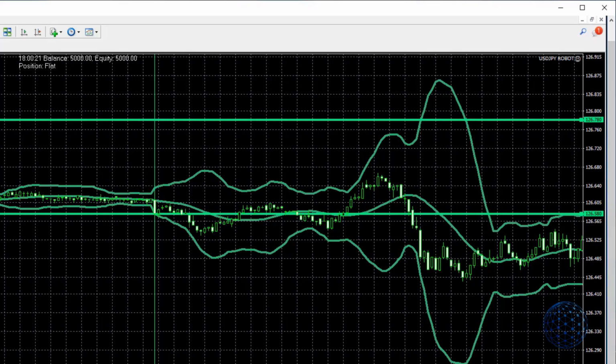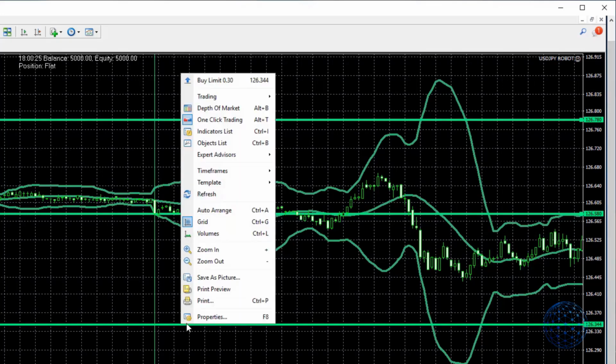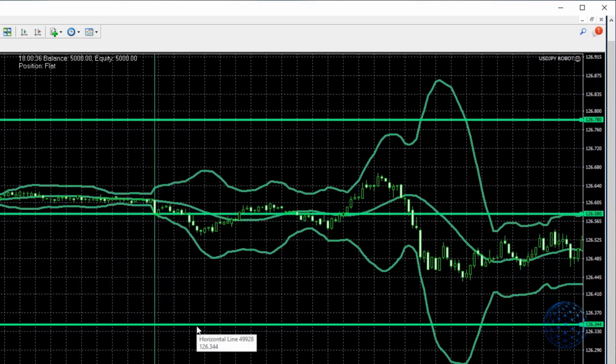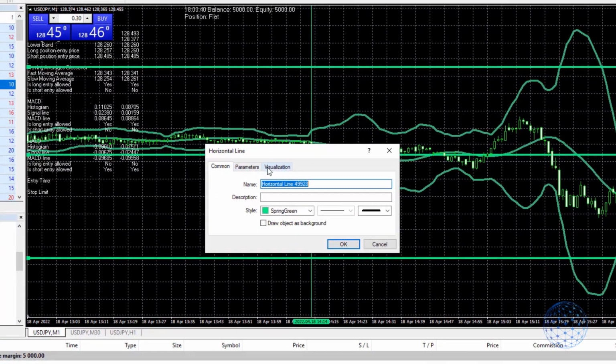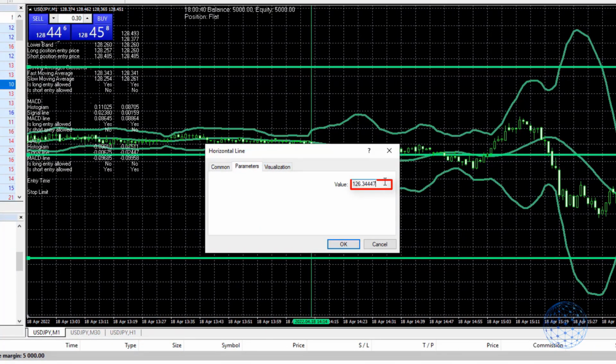On the other side, I will put a stop loss that is 100 pips lower. And if you want to put a line exactly on a level, you can right click, go to horizontal line properties, go to parameters and select the value.